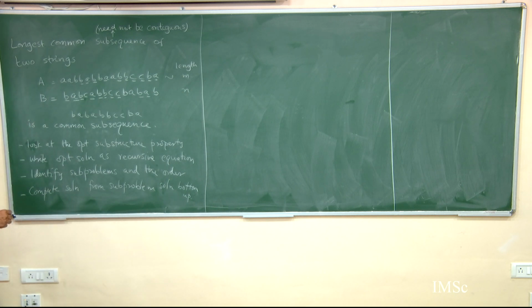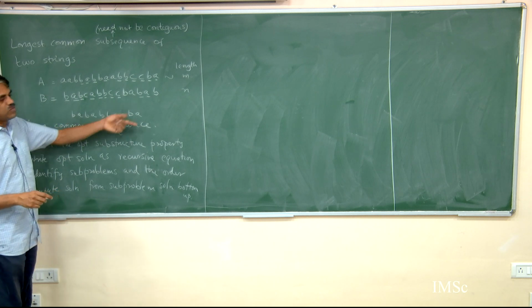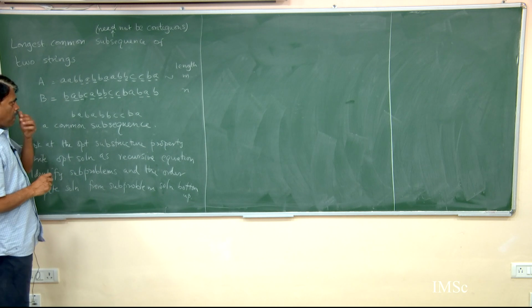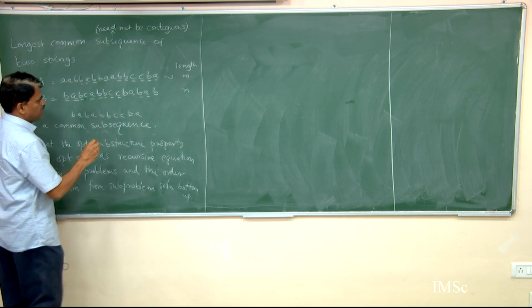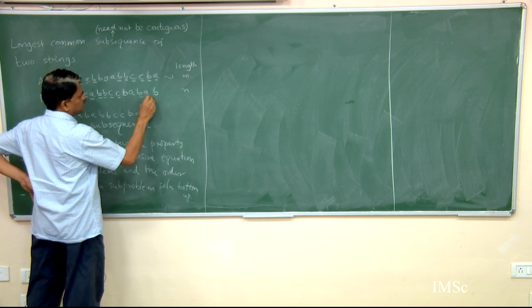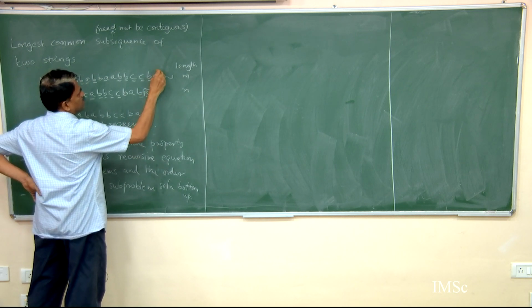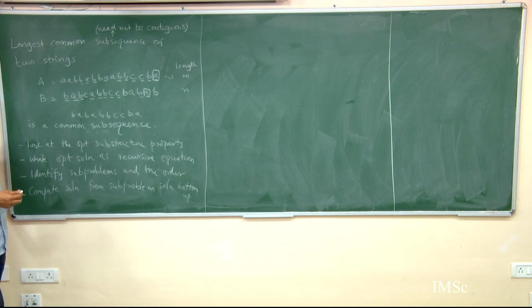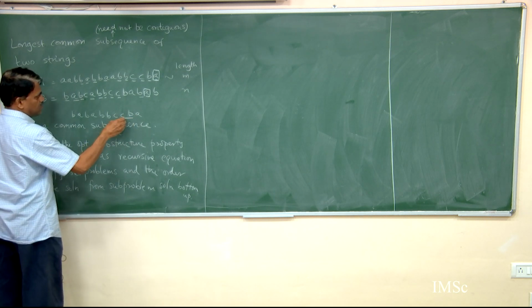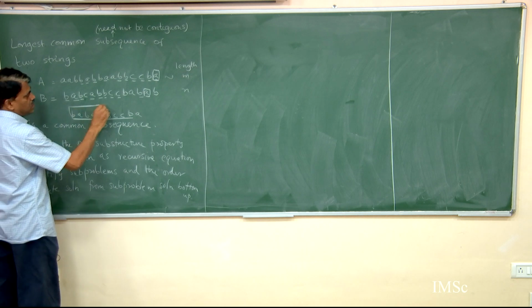Okay, so what is the optimum substructure property? Suppose this is the longest common subsequence. I don't know whether it is. So then what? This A corresponds to maybe this A and this A. Then what can you say? What is the optimum substructure property? That this is what?